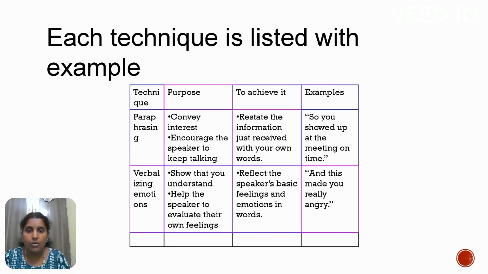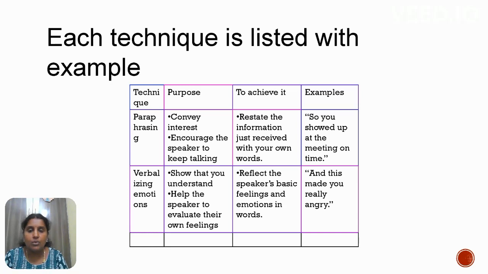First comes paraphrasing, which conveys a lot of interest to the person who speaks. Why? Because it encourages the speaker to keep talking throughout. To achieve this paraphrasing skill, restate the information just received in your own words. We have one particular statement and we can paraphrase it with our own words. For example, "So you show up at the meeting on time." The purpose of paraphrasing is that we get relevant information on time.